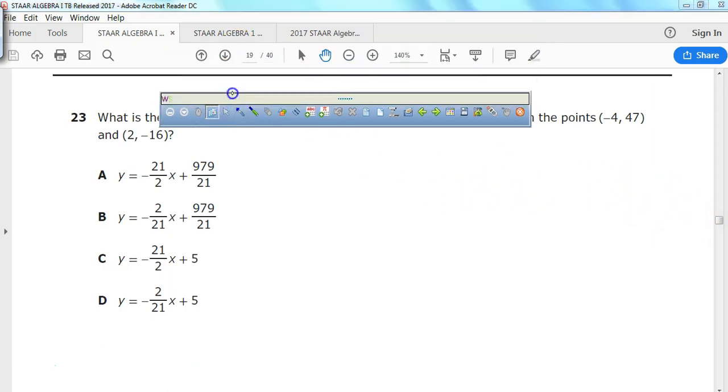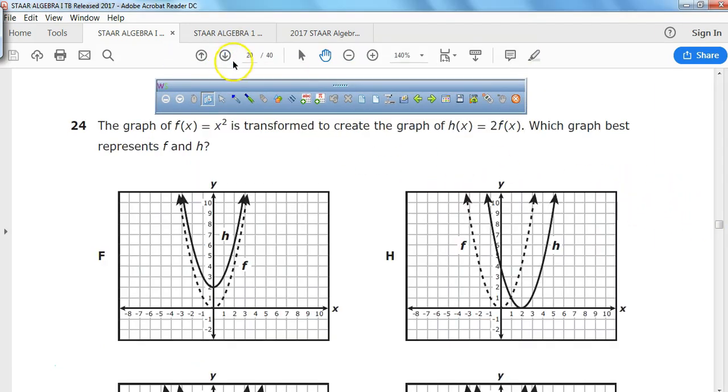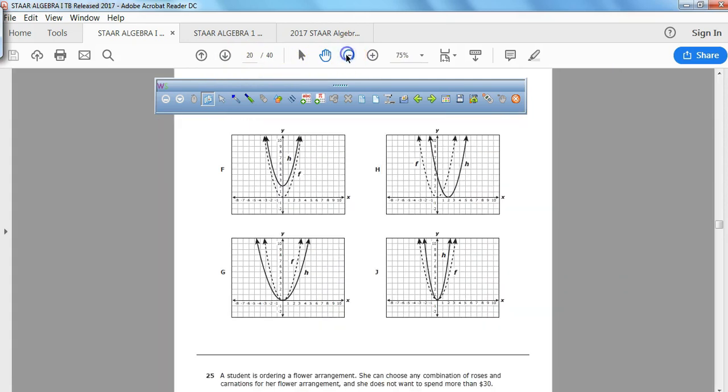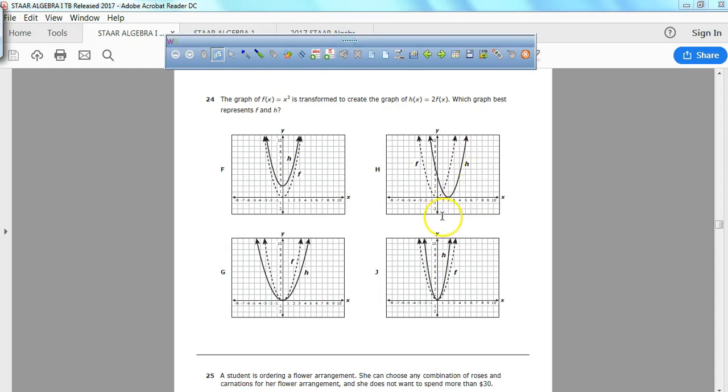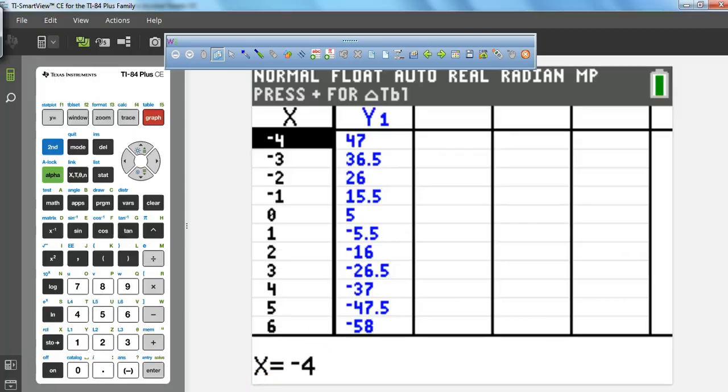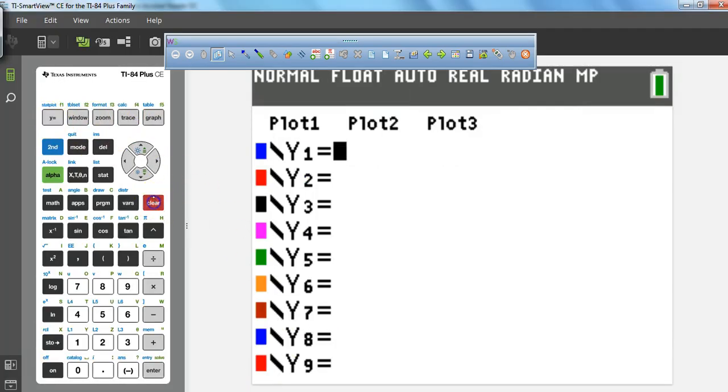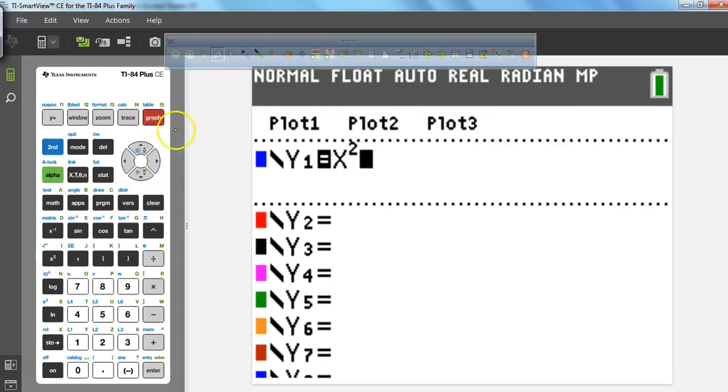Okay, so let's go ahead and go down to number 24. Take a look at this. Got a couple more problems to do, 24 and 25. We'll call this a day. So right now it says the graph of f of x equals x squared. That's your parent function for all quadratics. So I'm going to go ahead and type that in. Hit y equals. I'm going to just type in an x squared. Take a look at it.